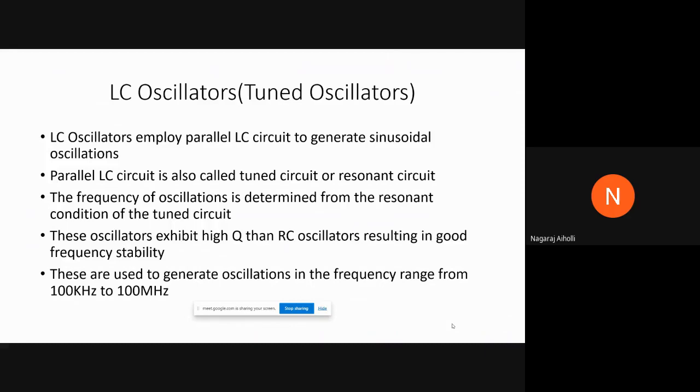The frequency of oscillation is determined from the resonant condition. As I told, resonant condition is a condition wherein at a particular frequency the output voltage is maximum. That particular frequency at which the output voltage is maximum is called the resonant frequency and the condition is called the resonant condition. The frequency of oscillation of the LC oscillators is determined from the resonant condition. The range of frequency for the LC oscillators is from 100 kHz to 100 MHz.